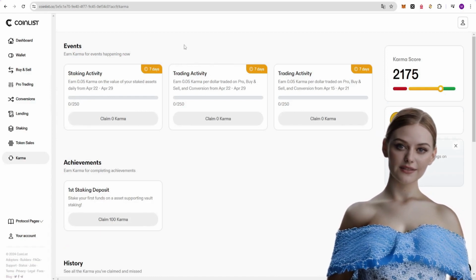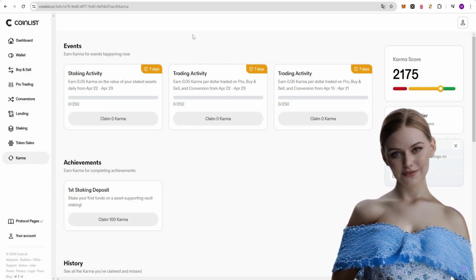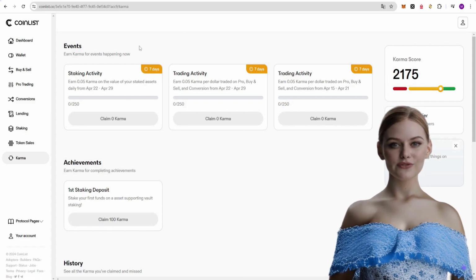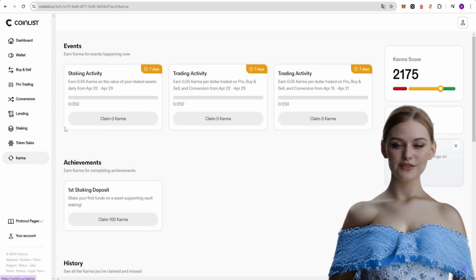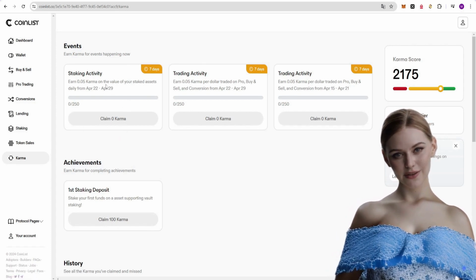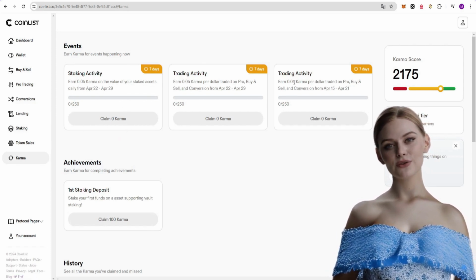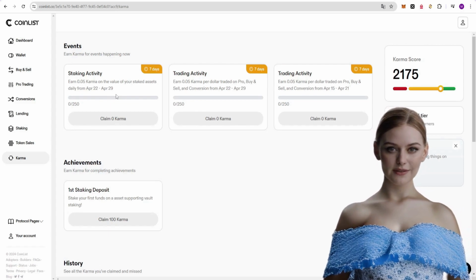In the event section, there are staking and trading sections. After depositing money into Coinlist, if you stake your money, you'll earn karma points at the rates specified here. Likewise, when you trade, you'll also earn karma points. These tasks are weekly tasks.